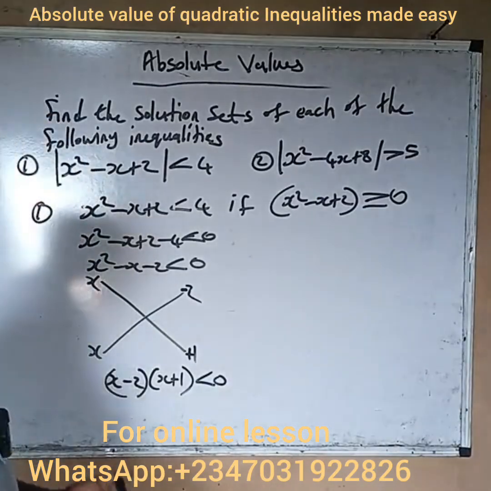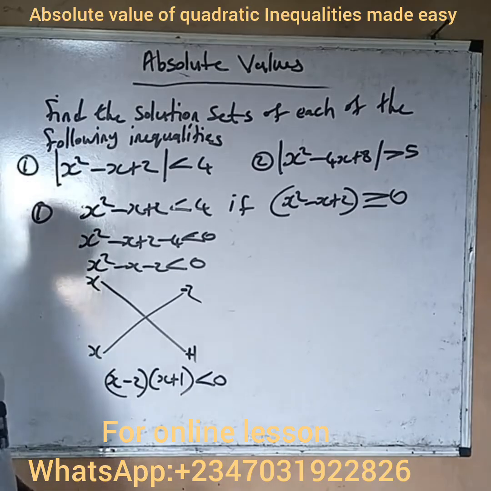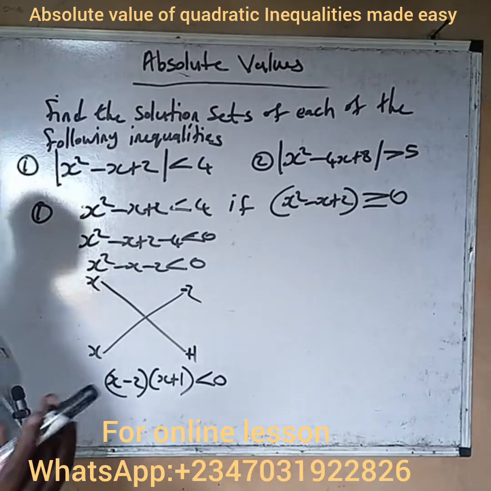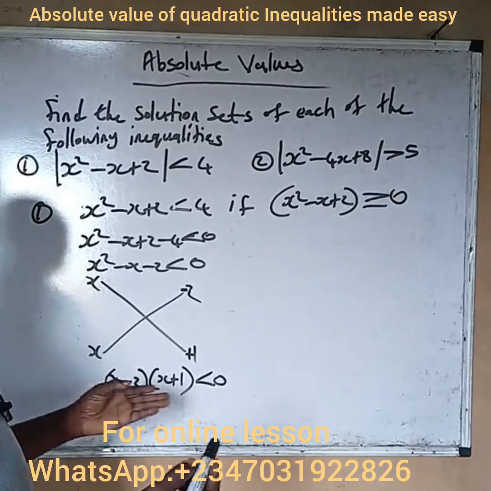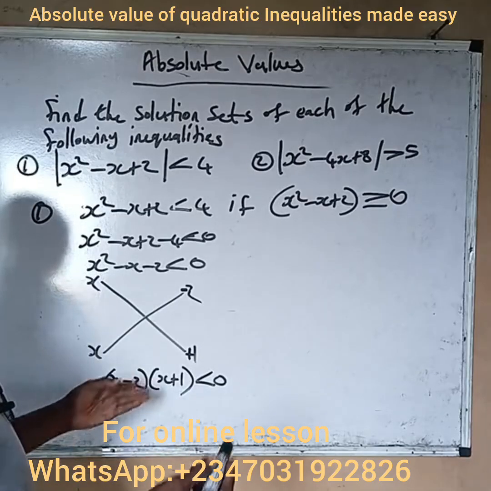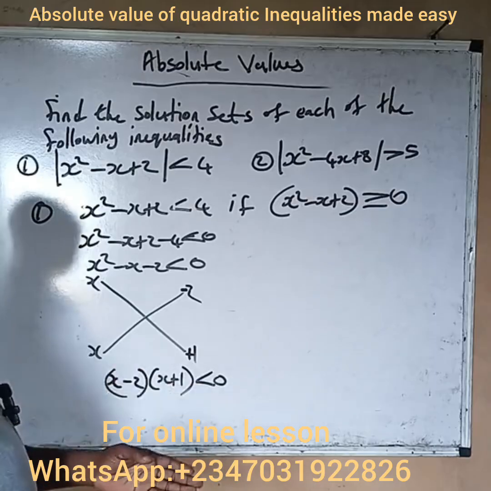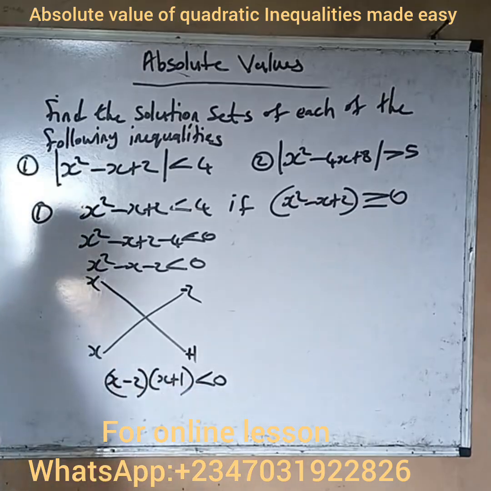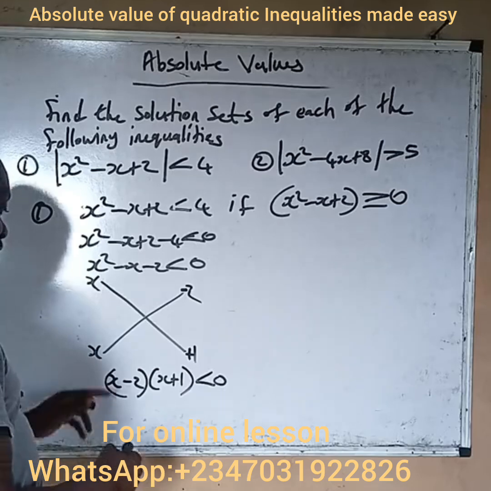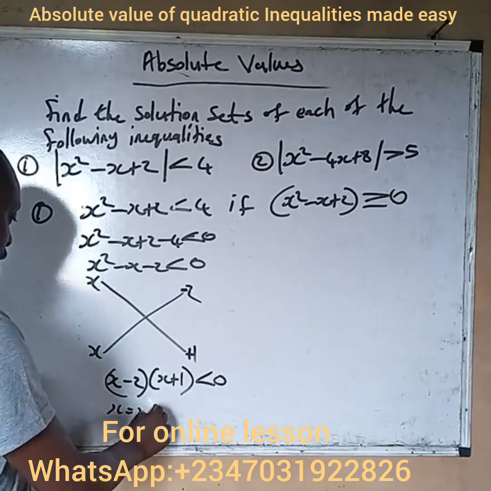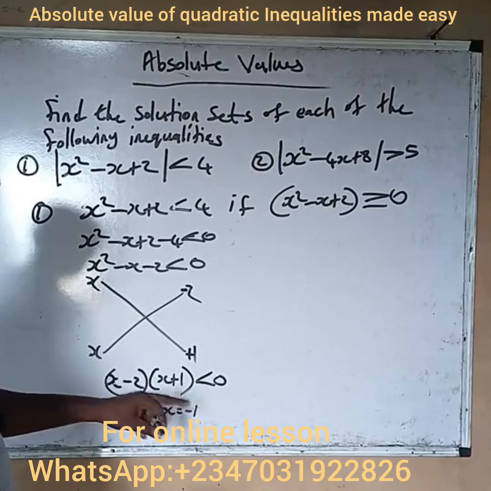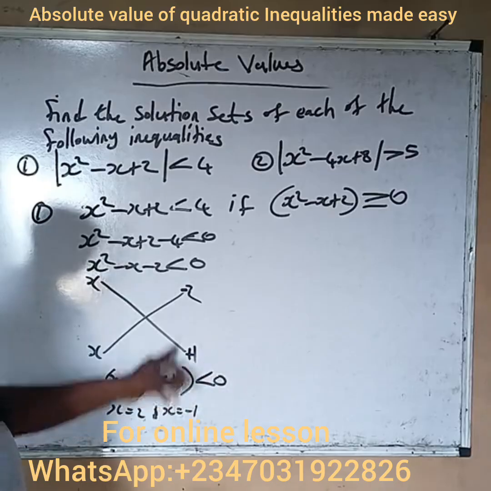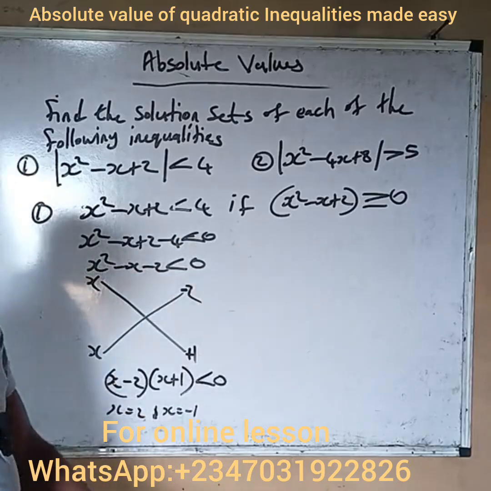Now remember, this one is quadratic inequality. So to get your solution, you remember what I did when I treated the quadratic inequalities. You don't just assume that x minus 2 is less than 0, so x will be less than 2, and x plus 1 is less than 0, x will be less than minus 1. No, you have to apply what I did there. Here will be x equal to 2, and here will be x equal to minus 1. Because if x minus 2 is equal to 0, carry minus 2, it will now be plus 2. If x plus 1 equal to 0, carry plus 1, that will now be minus 1.